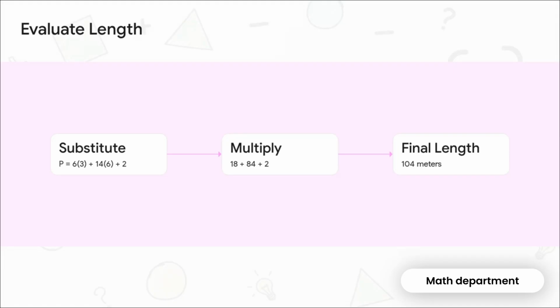Watch this final substitution. When we plug those specific numbers in, well, 6 times 3 is 18, and 14 times 6 is 84, and executing the basic math, we're just adding 18 plus 84 plus 2. That gives us a final perimeter of exactly 104 meters. Excellent job following along with all these steps today. You've successfully taken abstract letters and turned them into a tangible, real-world measurement.